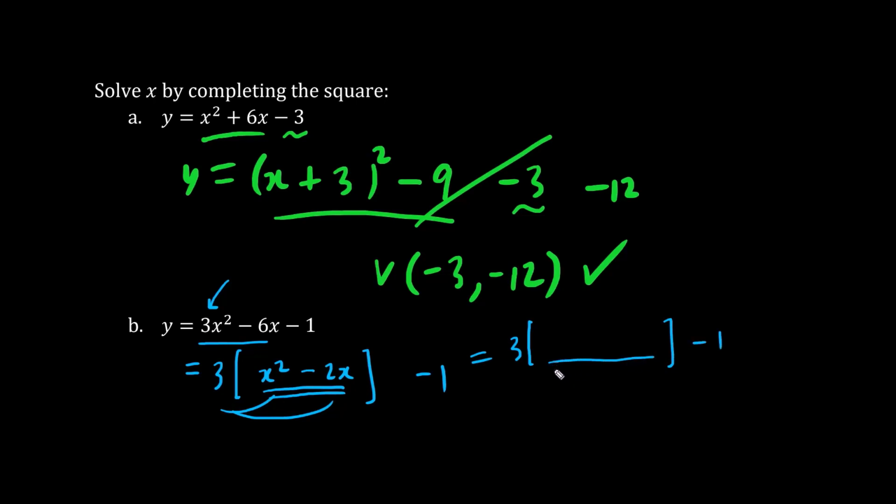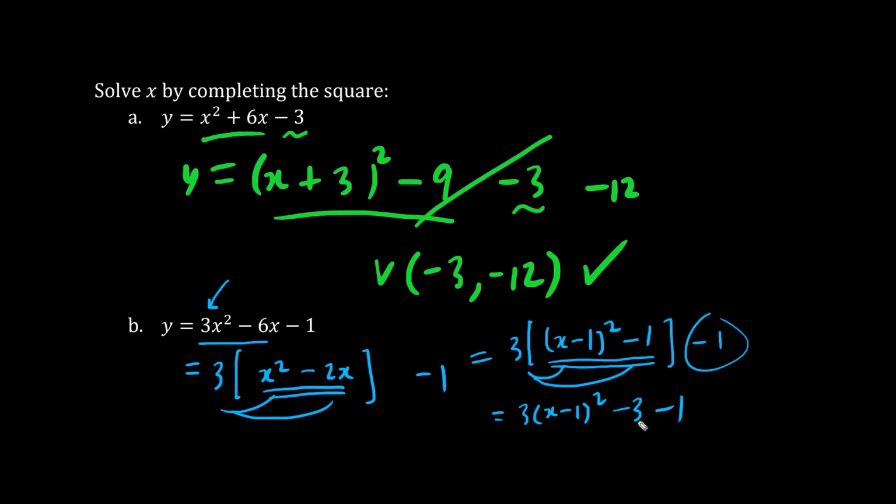Now this part here is quite long. It's going to be something squared, and that something is x minus 1. Half of negative 2 is minus 1. We go minus this number squared. 1 squared is still 1. We now use distribution. We have 3 times x minus 1 squared, and then 3 times negative 1 is minus 3, and this minus 1 remains over here.